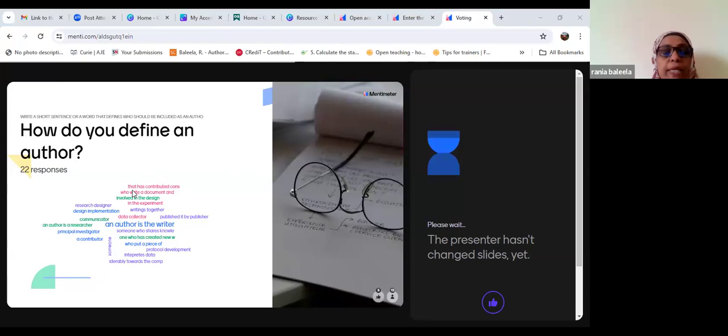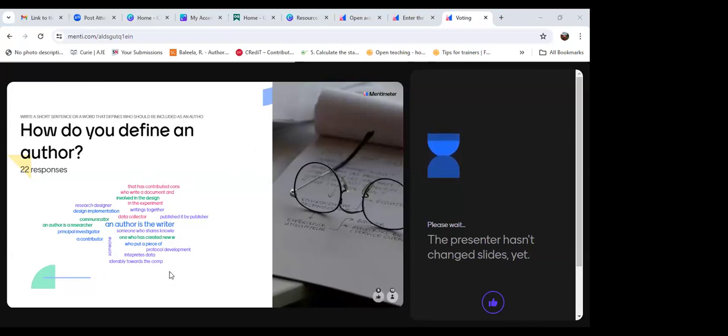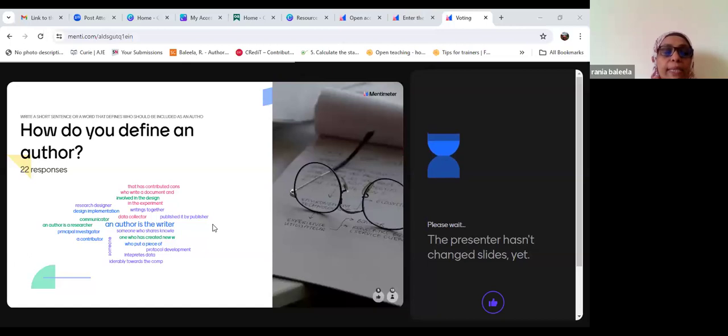Perfect. Okay. So if you can see the immediate responses, can you see this screen that shows your results? The majority of the responses says that an author is the writer. There are some other contributors like design and implementation of the experiment itself, or who has other contributions like documentation, or involved in the design or in the experiment, or writing together with the author, or he's the principal investigator, or he's a contributor. This is a big one. Underneath it, there are several definitions. Or he or she has developed a protocol or intercepted data or collected data.